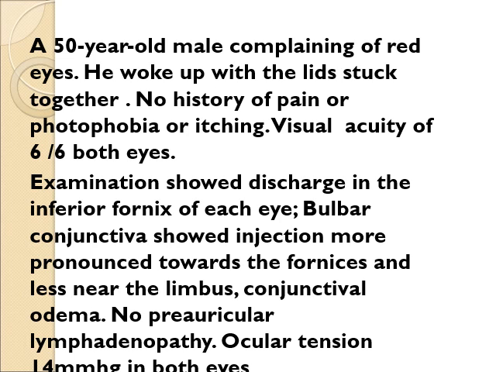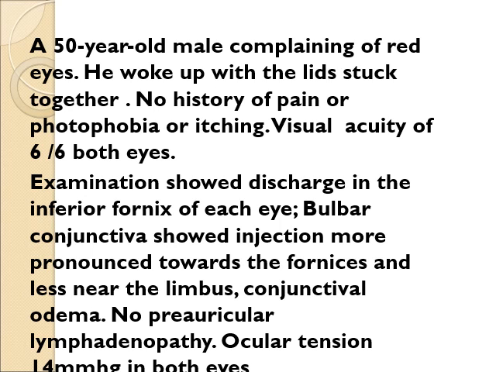What is the value of history of itching in this case scenario? Visual acuity of both eyes is 6/6. Examination shows discharge in the inferior fornix of each eye. Bulbar conjunctiva shows injection more pronounced in the fornices and less near the limbus. What is this injection? What are the causes of this injection?